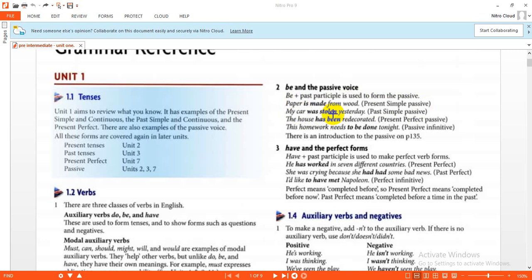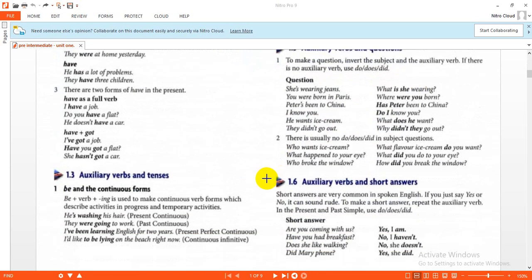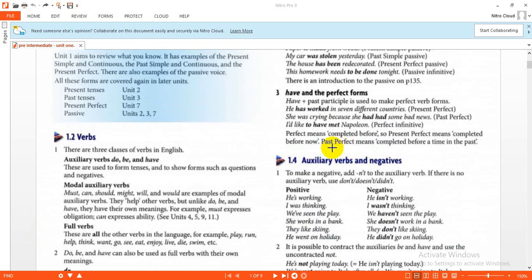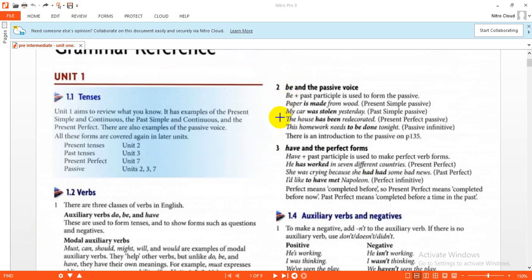My car was stolen yesterday. Past simple passive. Past simple الماضي البسيط للمبني للمجهول. هنا كان لدي active اللي هو المبني للمعلوم، دلالة وجود الفاعل. هنا لا يوجد فاعل، فقط وجود فعل مساعد زائد past participle اللي هو التصريف الثالث للفعل.